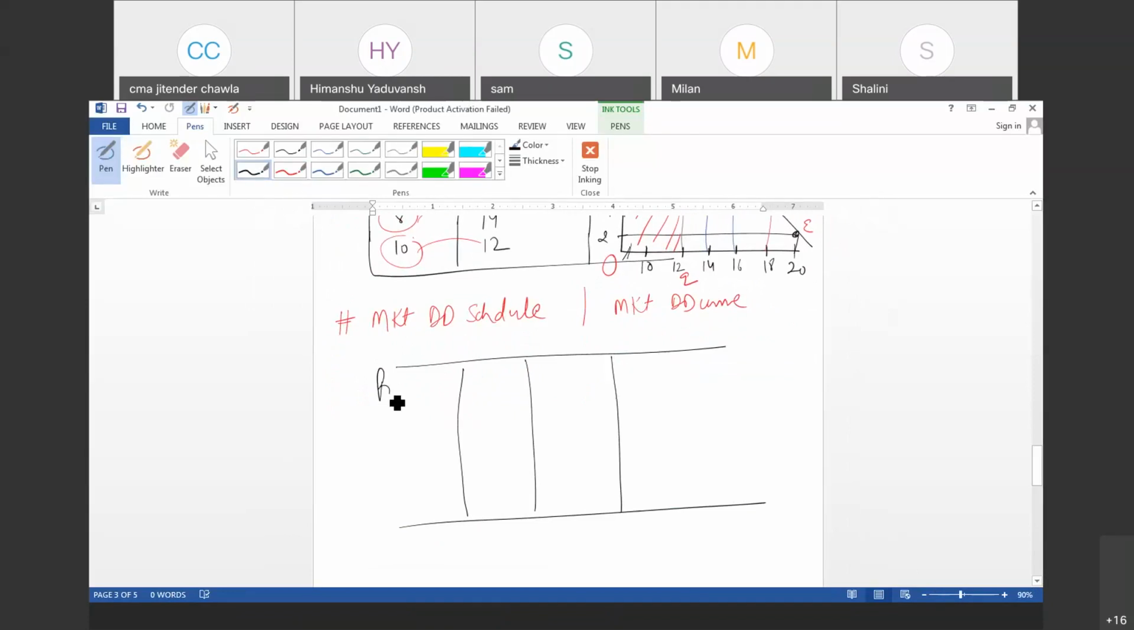Here, price of good is given to me. Consumer A, consumer B, consumer C, and different prices, say 2 rupees, 4 rupees, 6 rupees, 8 rupees. I'm taking four prices only. Quantity demanded for A is say 6, 5, 4, 3. For B, say it is 10, 8, 6, 4. For C, say 12, 10, 8, 6.